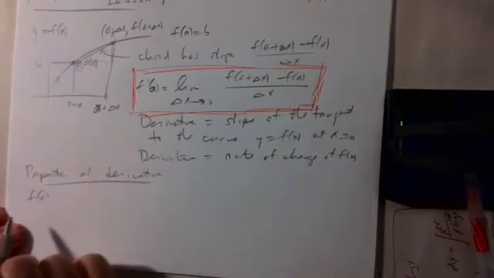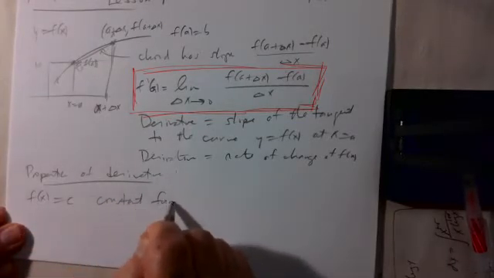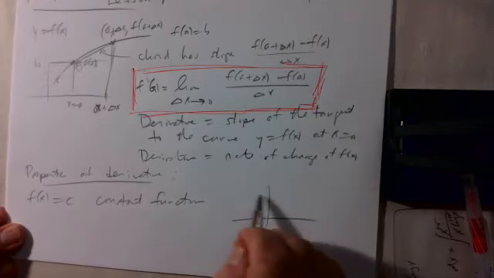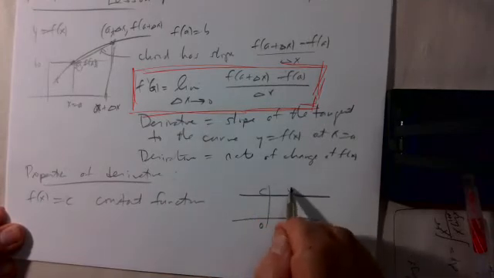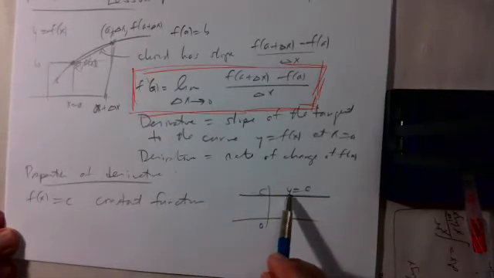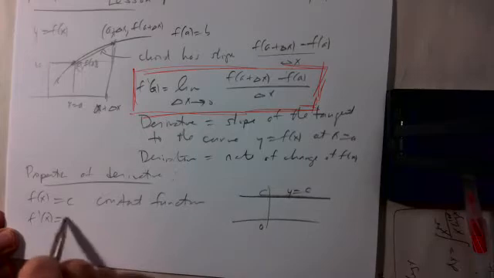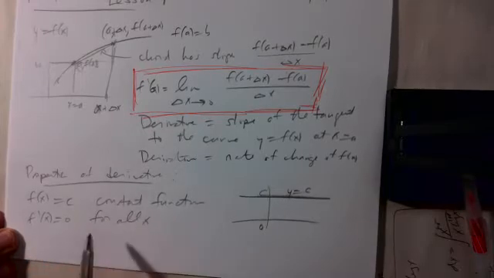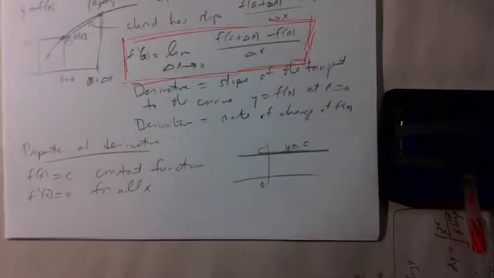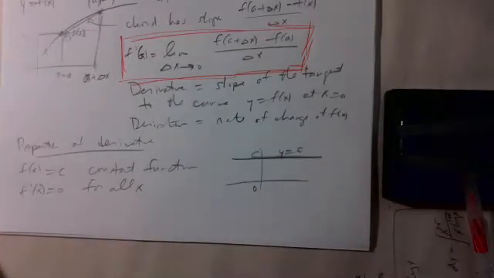So the first is the constant rule. If f of x equals c, this is the constant function. So the graph is just y equals c, this horizontal line. The slope of this line, well, the tangent to this graph at any point is just the line itself. And a horizontal line has slope 0. So f prime of x is equal to 0 for all x. So that's the first and the simplest differentiation rule. Okay.